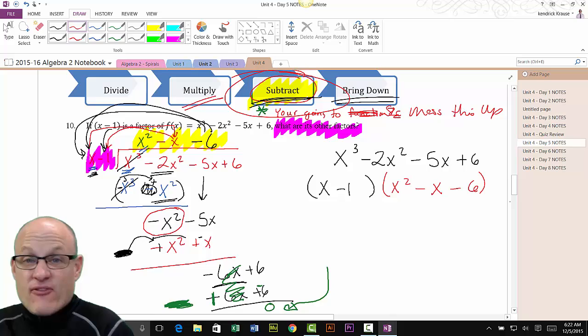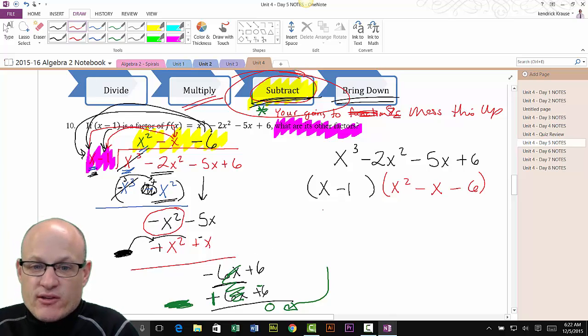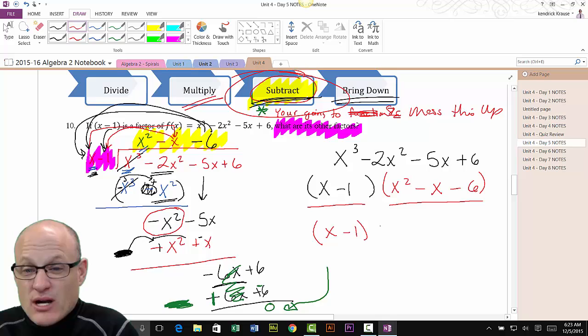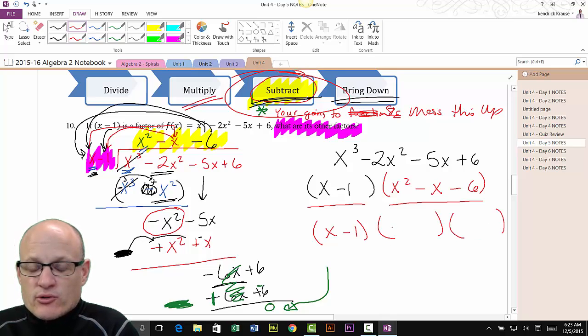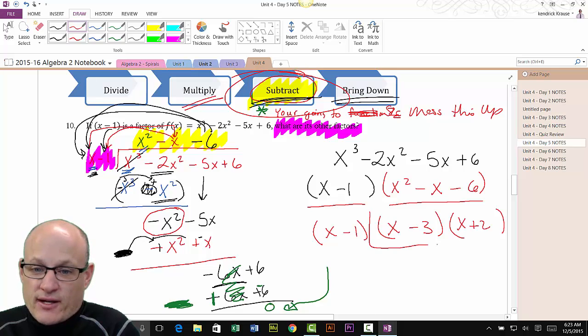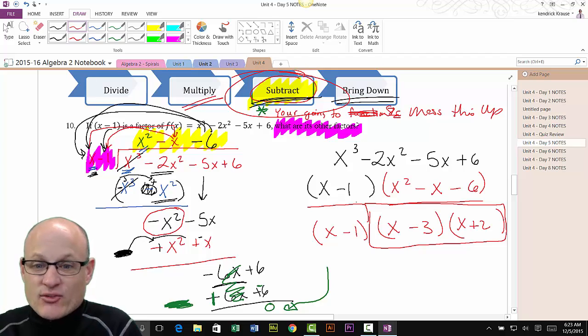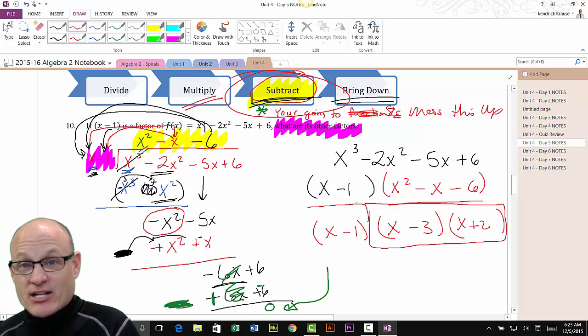I asked what the other factors are. Well, this is a factor, and this is a factor. So the problem is this thing over here nicely can be factored. So what we're going to do is finish factoring it. It's x and x, minus 3 and plus 2. So if I ask what the other two factors are, there they are right there. The other two factors are x minus 3 and x plus 2.